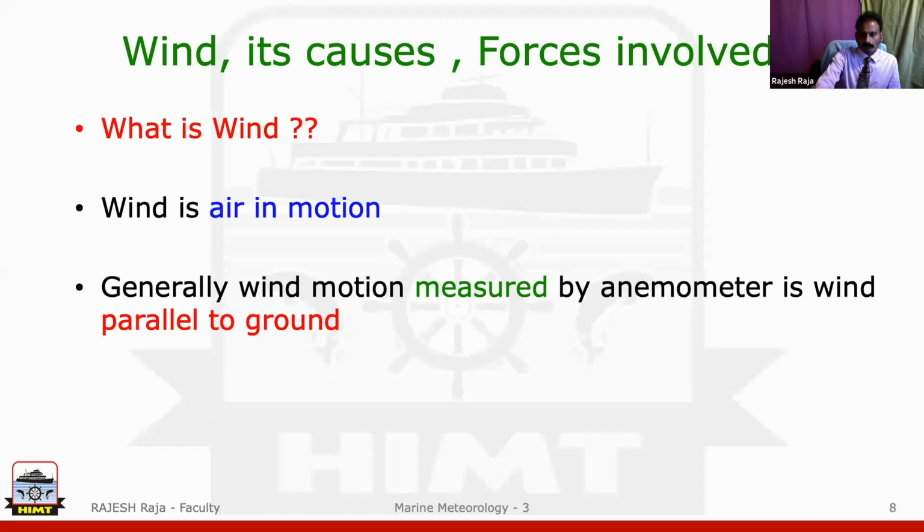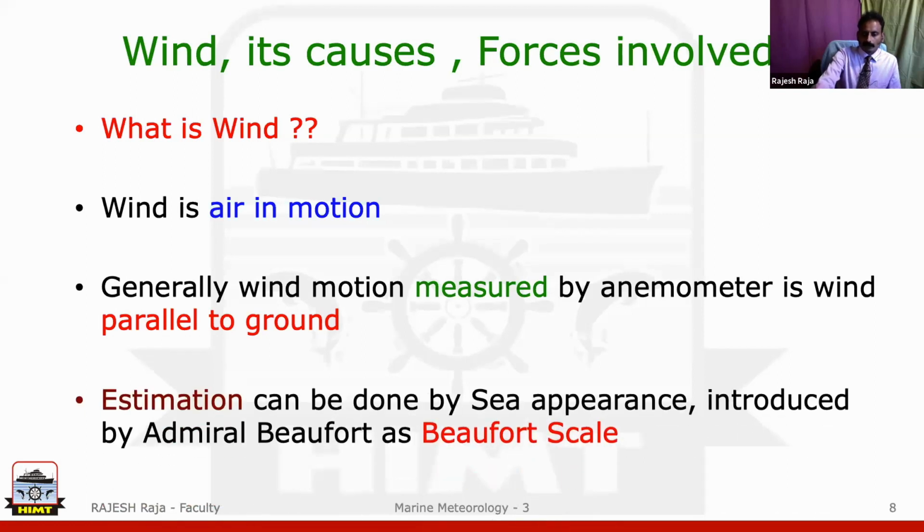Now, the wind motion, which we measure by an instrument called an anemometer, is wind parallel to the ground. We are not trying to measure wind which is going vertically up. We are trying to measure the horizontal. So that is important. You are bothered only about the horizontal. You can do estimation also, by looking at the sea appearance, and this was introduced by Admiral Beaufort. It is called the Beaufort Scale.